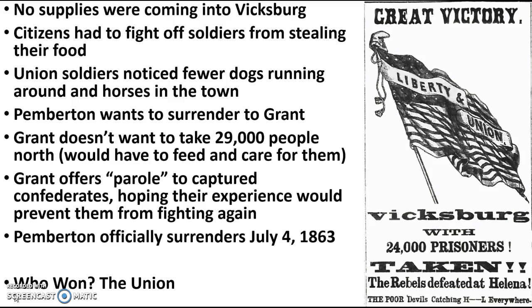So the thing is, that was Grant's hope. What happened was, some people did sign up again. Some people were forced to sign up again. But then there were a lot of people too who just did what Grant hoped. They were like, why? What's the purpose? So they didn't return. So Pemberton officially surrenders on July 4th, 1863, and the Union won. Now, this picture to your right, as you can see, is from a newspaper in the North.